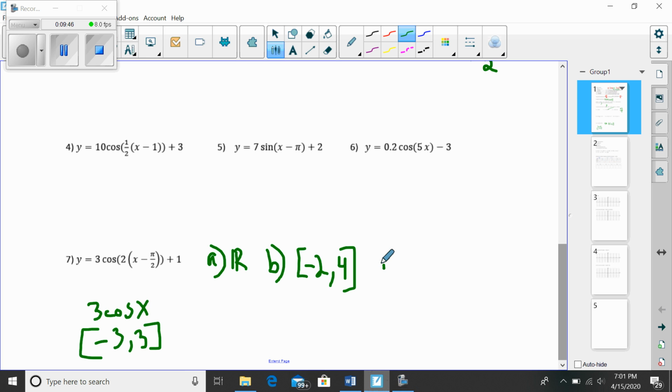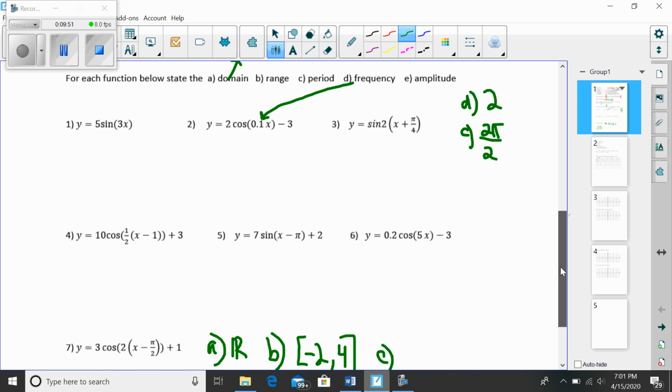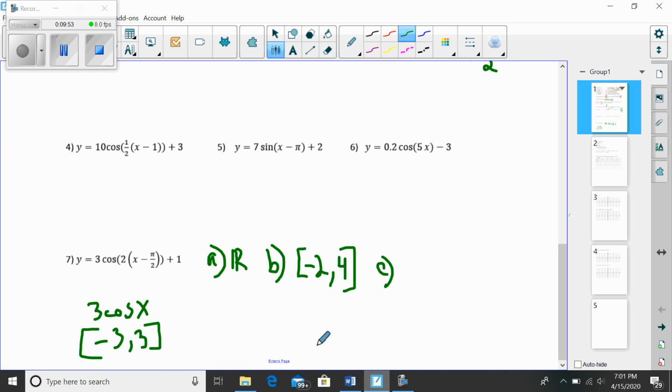Okay, and then my period and frequency. So I put period first. It might make a little more sense to look at your frequency first because we need the frequency to figure out the period. All right, and so the frequency is right here, that 2. Again, my frequency and my period are unaffected by the fact that I am shifting this graph pi over 2 units to the right. This would be a shift to the right. Okay, pi over 2 units.